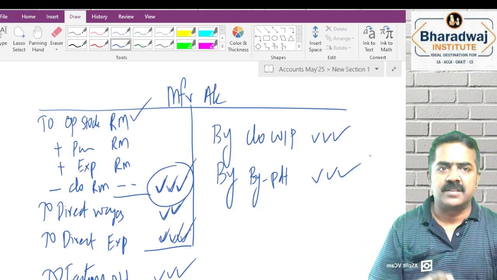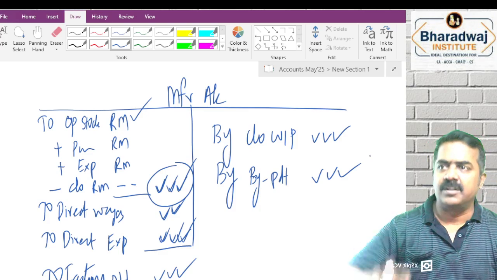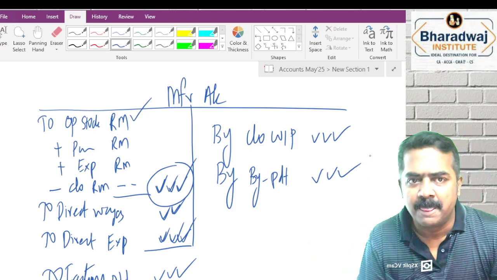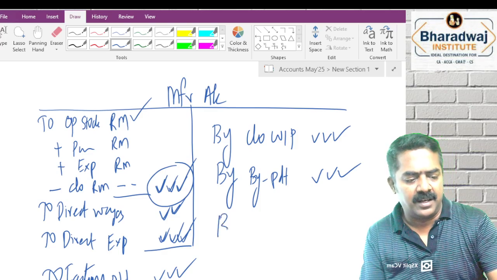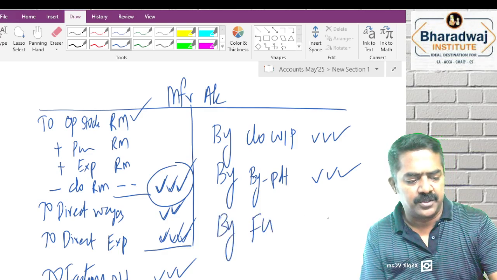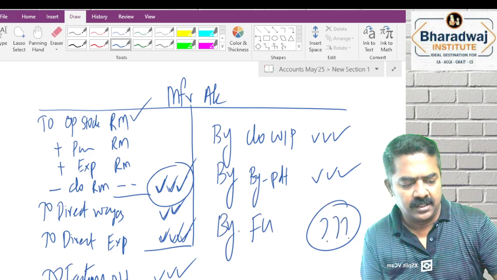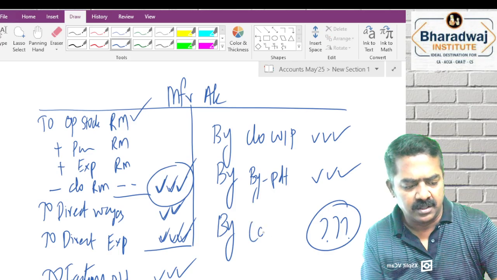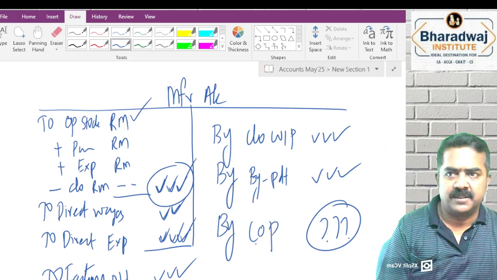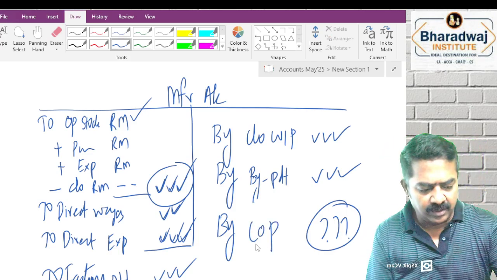We do a main process, and in that a residue comes. If you recover a product from that, that is called a byproduct. Then the balance will be called cost of finished goods, or you can call this cost of production. This is called which one? Cost of production. Okay. Now let us come to your material.